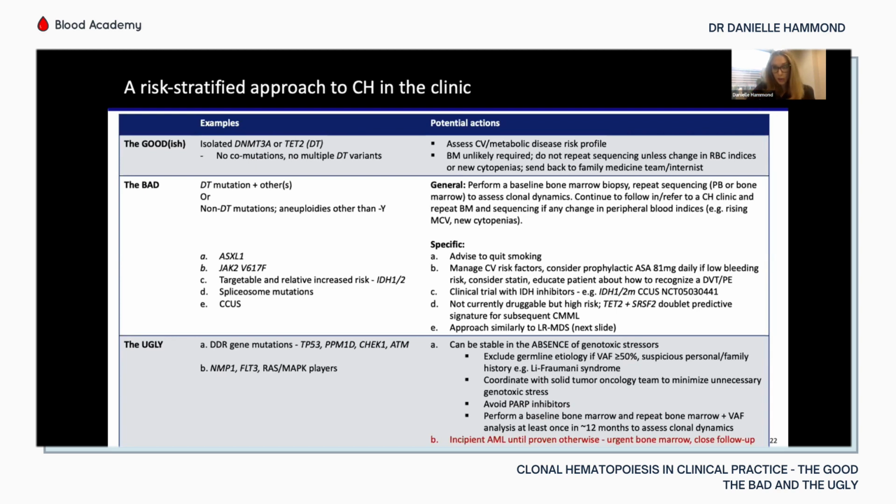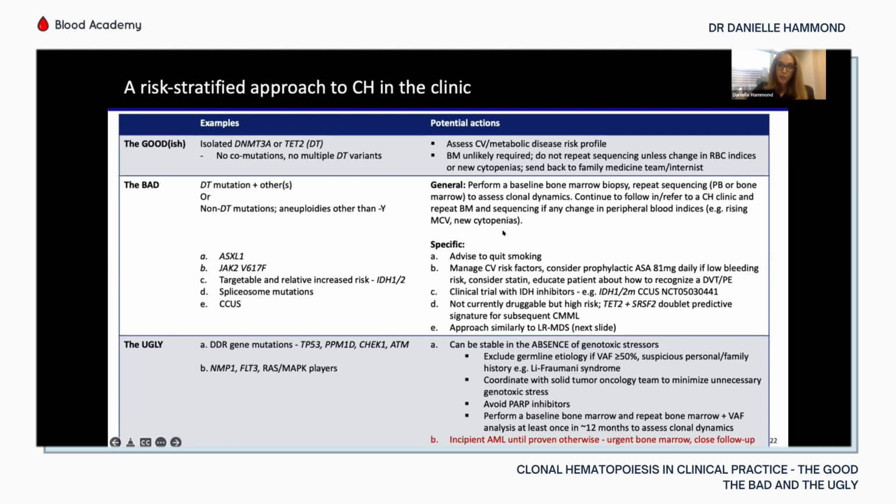So in this category, I do think that most of these patients would benefit from a baseline bone marrow biopsy to make sure we're not missing an already underlying myeloid neoplasm. I do think it's worthwhile to repeat the sequencing, at least on the peripheral blood, to assess longitudinal clonal dynamics. And I do think it's worthwhile to do a repeat bone marrow biopsy should there be any change in their peripheral blood indices in the future.